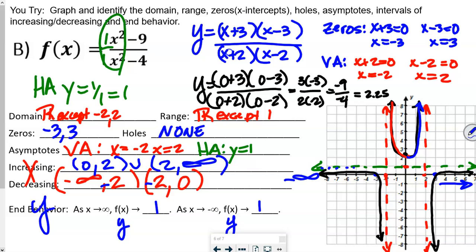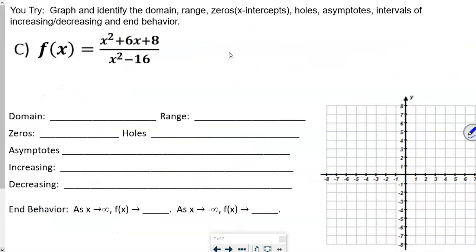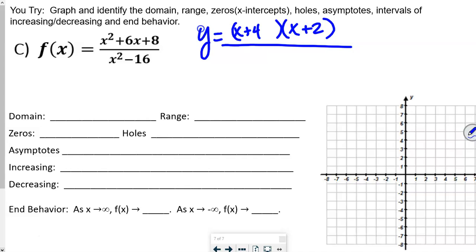See, this is this line right here. Y'all see it? Because that's a y value. Okay. Here's our last one. So again, y equals, we're going to factor the numerator, x plus 4 and x plus 2. Down here we got x plus 4 and x minus 4. Okay, again, so pause the video, do the rest of this, come back to me when you're done.